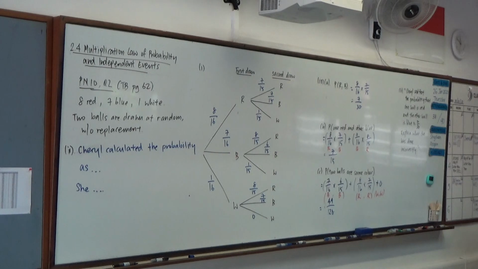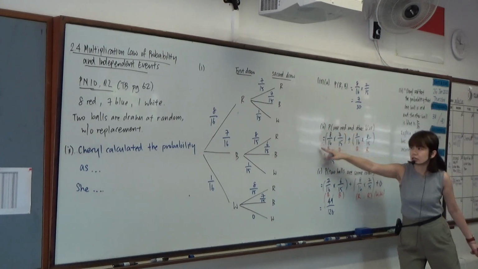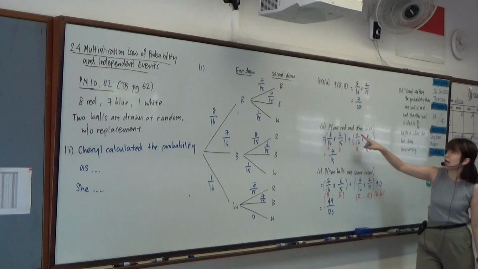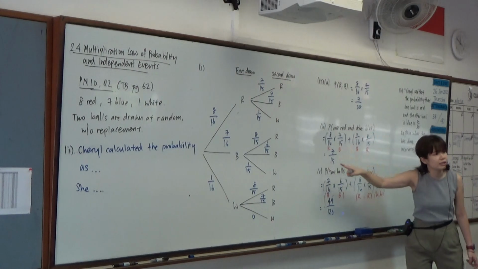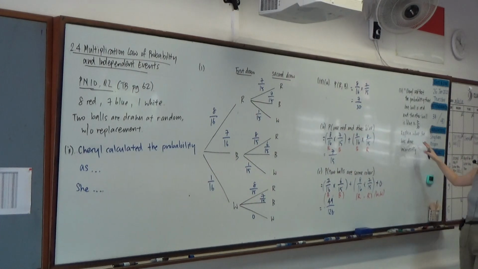What she gave was the correct answer. What do I mean by that? She gave that the probability that one ball is red and the other ball is blue is 7 over 30. So she gave this set of working, one ball red, the other blue, and then simply said that the answer is not correct. But that doesn't actually answer the question. What did the question actually want? The question wants you to explain what she has done incorrectly. So you fail to address the matter itself.